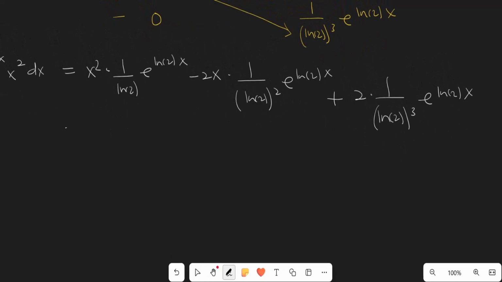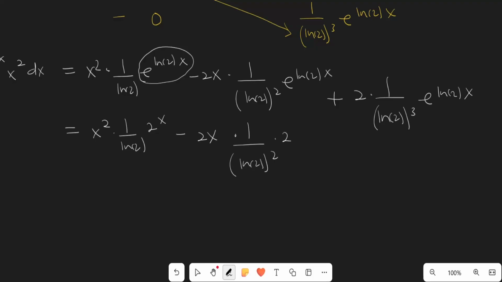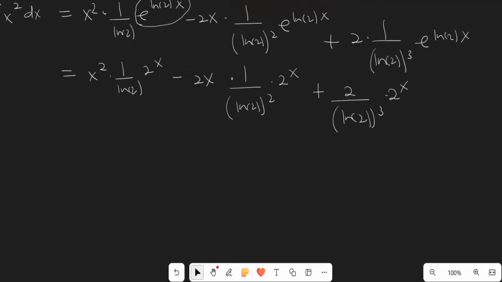So this one is the same as 2 to the x. So we can just replace that. So we have x squared times 1 over natural logarithm of 2, 2 to the x, minus 2x times 1 all over natural logarithm of 2 squared, times 2 to the x, plus 2 all over natural logarithm of 2 to the third power, times 2 to the x.